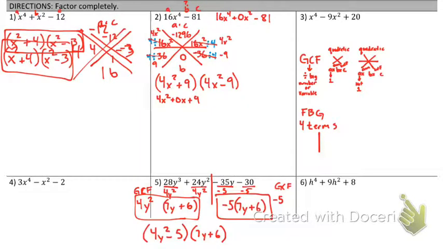So if I was doing these, this is actually the snowflake pattern. It has A, B, C, and A is not 1. So if we were doing this, we would do the snowflake pattern again here. 4 times 9, that's 36. That's A times C.